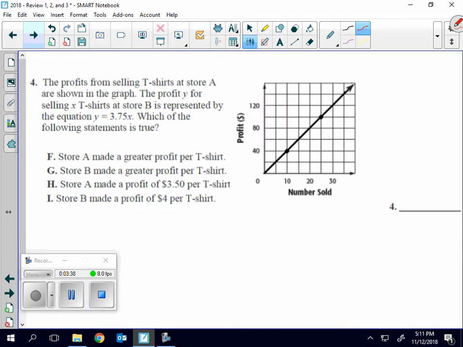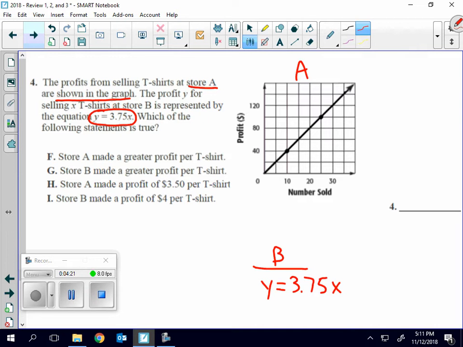Number 4. The profits from selling t-shirts at store A are shown in the graph. I'm going to stop right there. It says store A shown in the graph, so I'm going to label my graph A for store A. Okay, the profit Y for selling X t-shirts at store B is represented by the equation, I'm going to circle this, Y equals 3.75x. So somewhere over here, I'm going to write store B, okay, and there's an equation for store B, which is Y equals 3.75x.